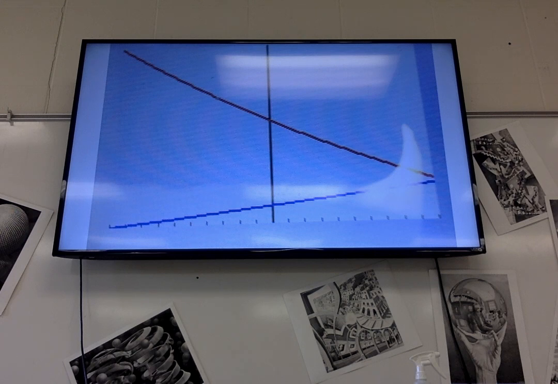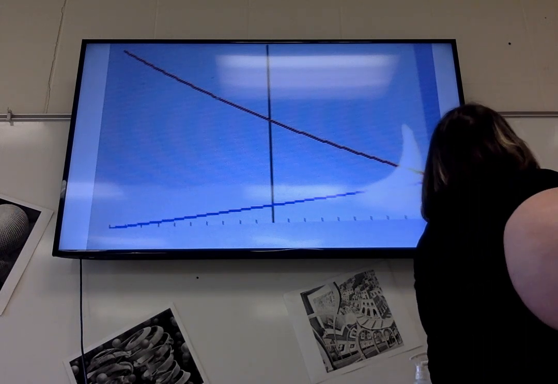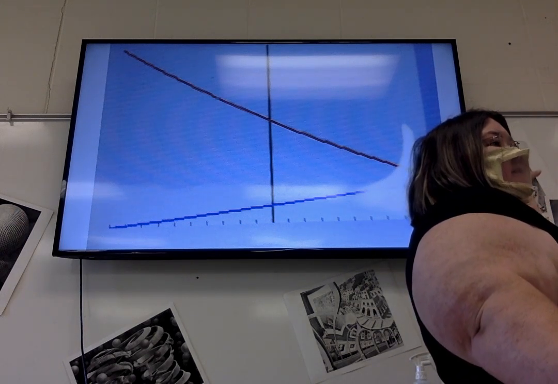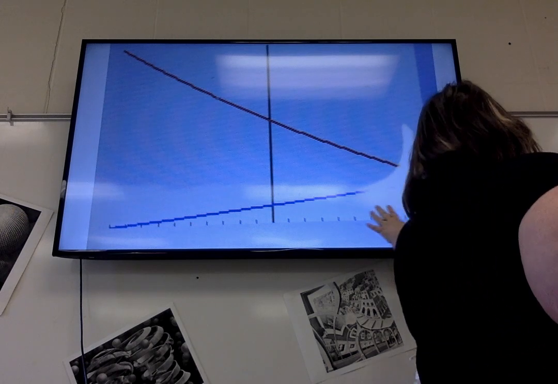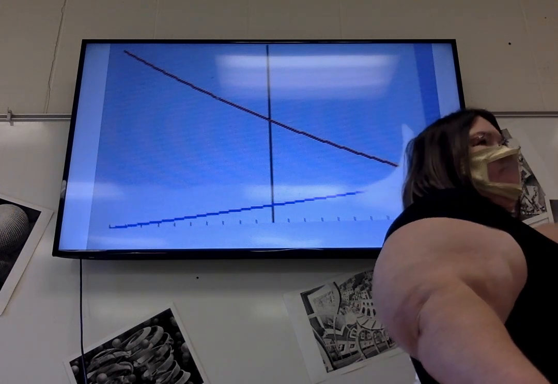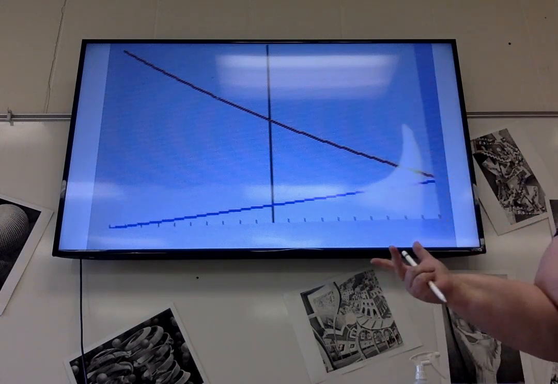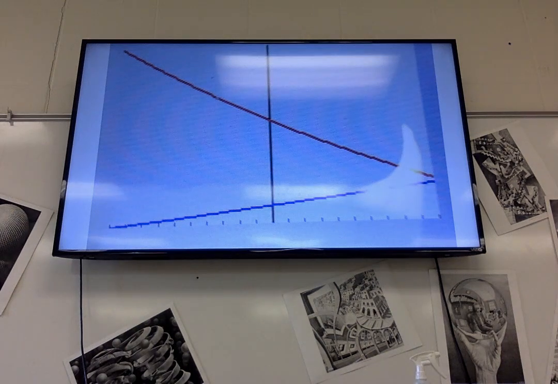Alright, sweet. Now, at least on mine, and probably on yours too, they almost cross, but it looks like I'm going to have to extend it out a little farther to make them cross. So I need to make my X max a little bit bigger than 10. So like maybe 15 or 20, so that we can see where they cross. So go to your window, don't change anything else other than your X max.